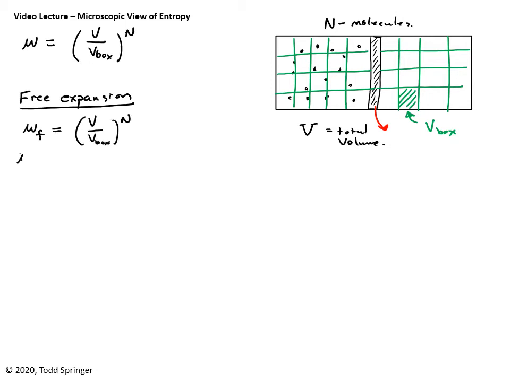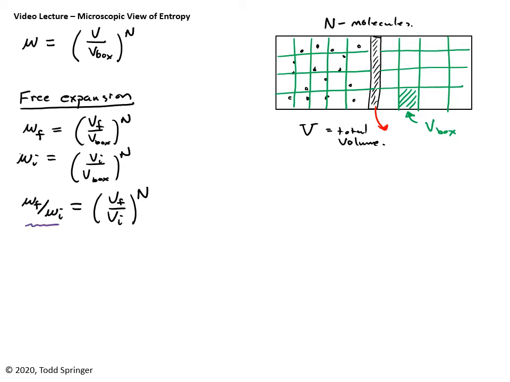And omega initial is V initial over V box, to the power n. And if you take the ratio of those, omega final over omega initial, you get Vf over Vi to the power n. Okay. And happily, the volume of the box cancels out. As long as I deal with this ratio here, I don't need to worry about what the exact size of the box is, which is good because I just made it up, right? So it's good that it canceled out of everything physical.